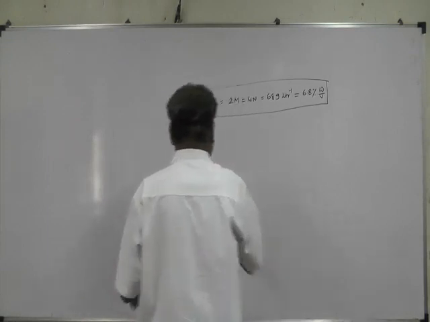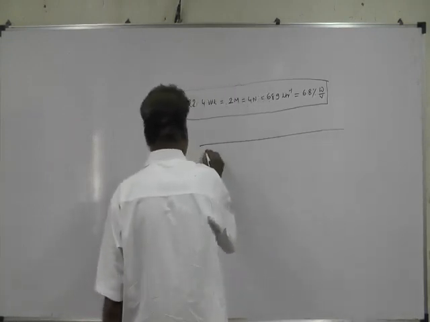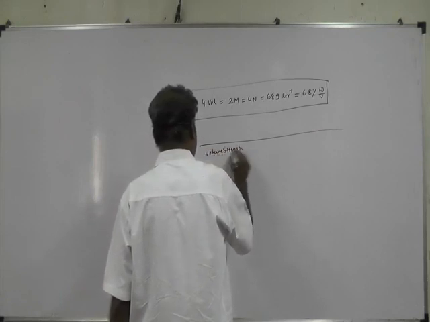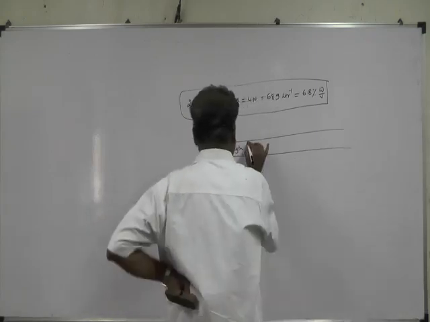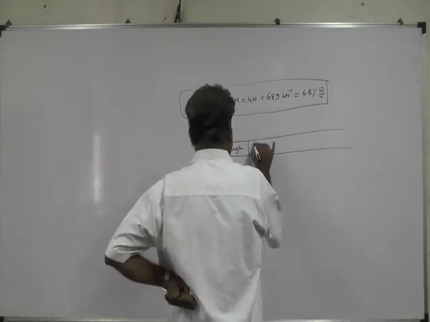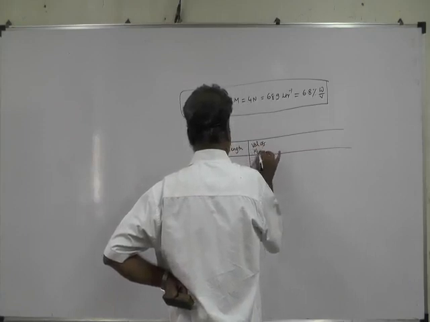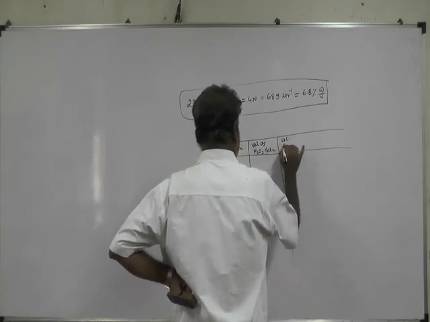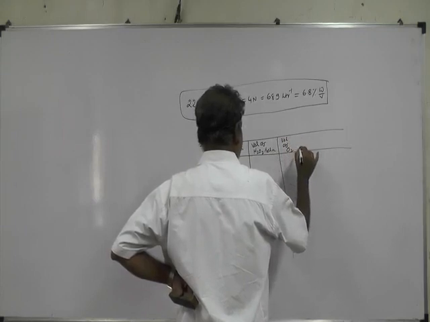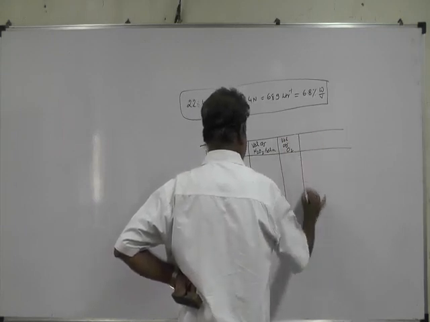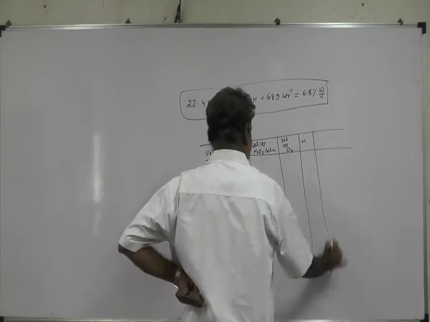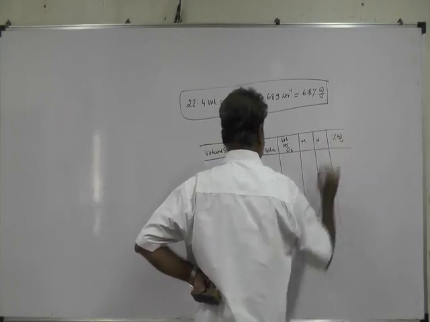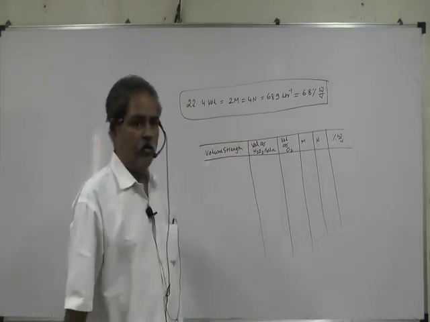Now, you hear the term volume too many times. Volume strength, it is a concentration. Volume of H2O2 solution, volume of oxygen in liters at STP, molarity, normality, percentage weight by volume. I will give you 2 of them, you have to find 4 of them.